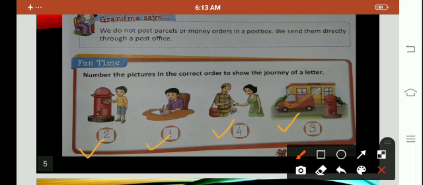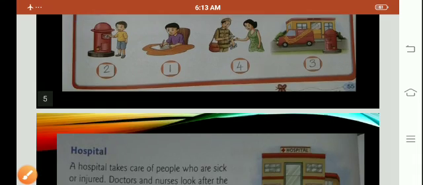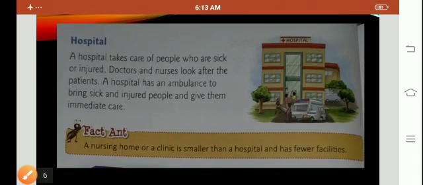Now let's go to page number 56. The next service which our neighborhood provides is a hospital. A hospital takes care of people who are sick or injured. Doctors and nurses look after the patient. A hospital has an ambulance to bring sick and injured people and give them immediate care.